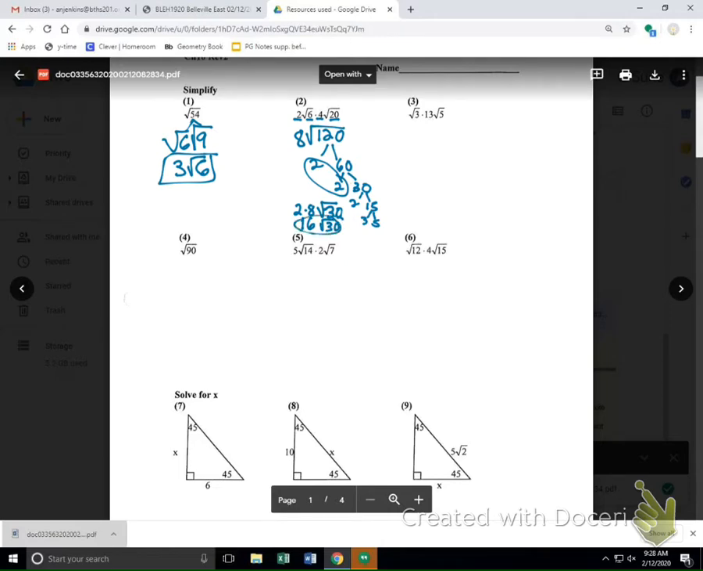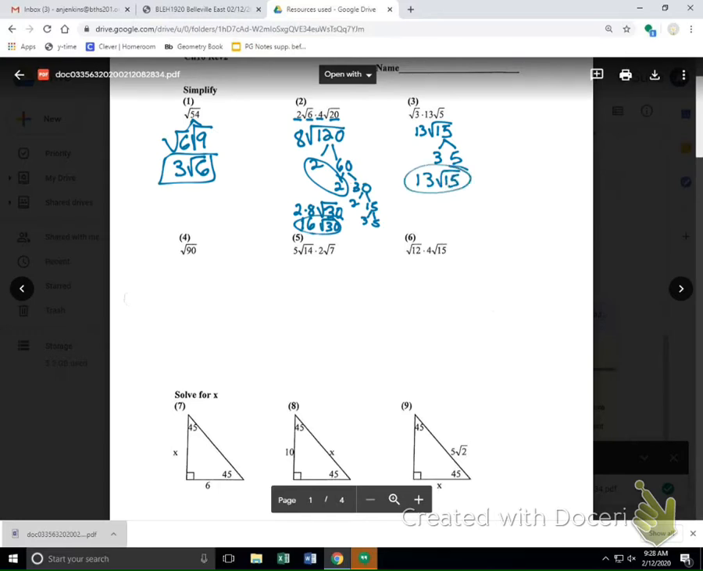So the next one up, we can do the same thing. Multiply our coefficients. If you cannot see the coefficient, we know it's 1. So 1 times 13 is 13. 3 times 5 is 15. Factors of 15. Do either of them have buddies? No. Nope. So our answer is 3 square root of 15.